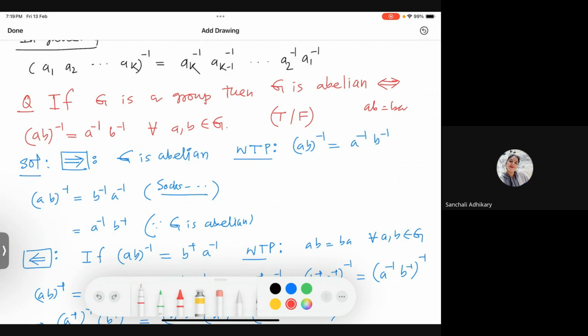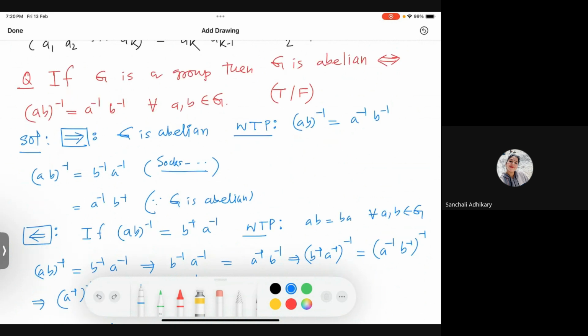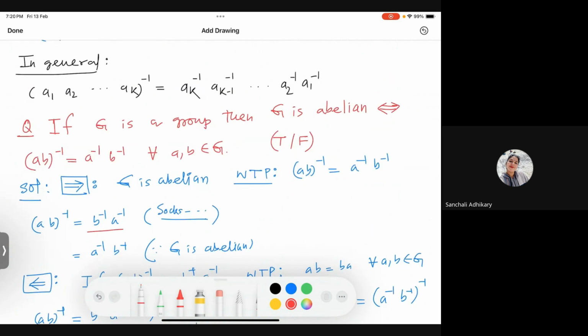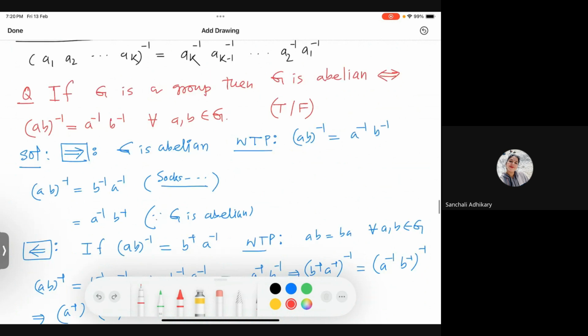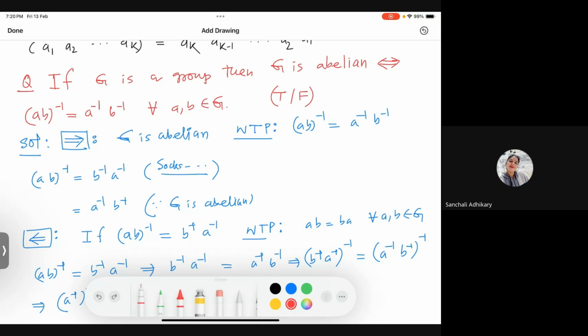So now observe, if the group is abelian, there is a question: is (AB) inverse equal to A inverse B inverse? True or false? This part is very easy. Why? Because G is abelian, from (AB) inverse we have, by the shoes-socks property, B inverse into A inverse. But since the group is abelian, we can commute these two elements. So this part is done.